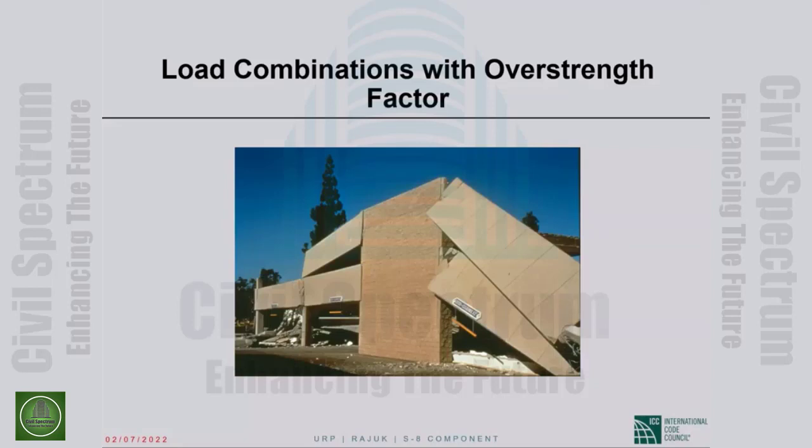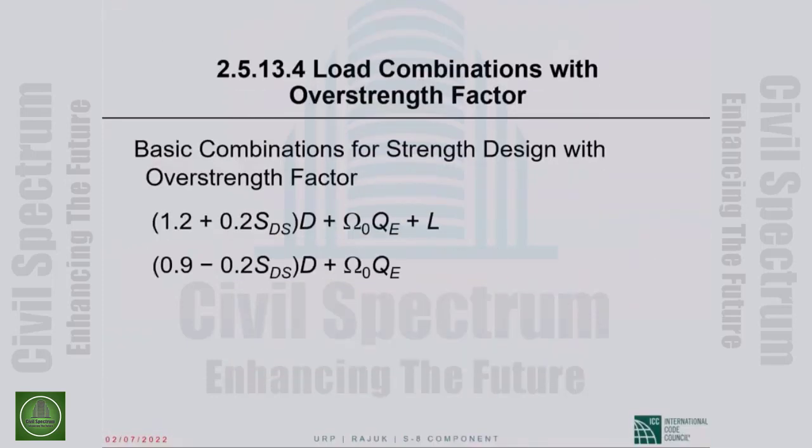So from that point on, this was 94, 97 UBC, we already required collector elements to be designed using what we used to call special seismic load combinations back in those days. So this is vitally important, collector elements to be designed using the load combinations with overstrain factor. These are the special seismic load combinations, or load combinations with overstrain factor as we call them now.